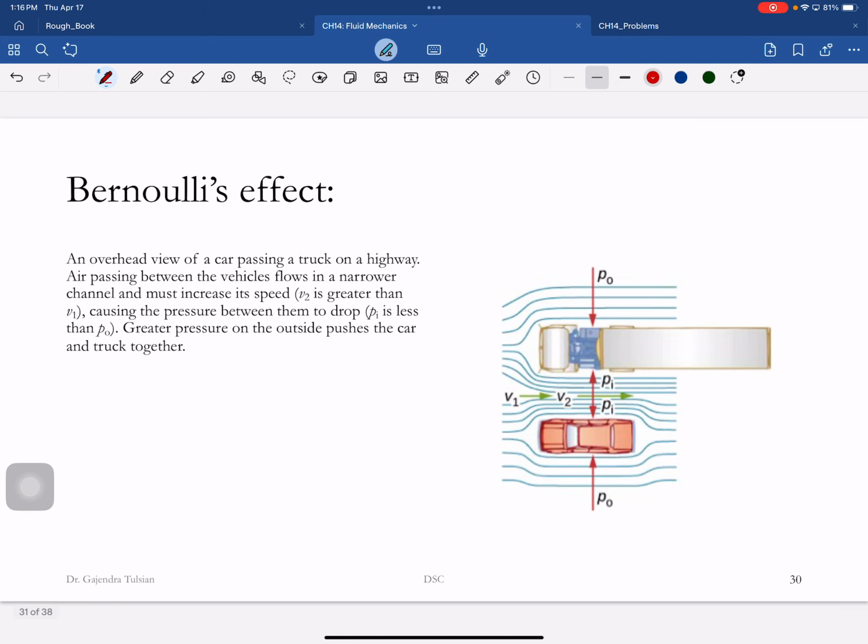I don't know if you guys have experienced this on the highway. So here's all this air, and you're driving by next to a truck, and all this air has to go through a narrower area. It's going faster, the pressure is lower, and you feel an attractive force towards the semi.